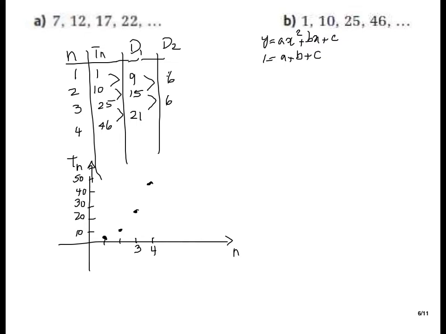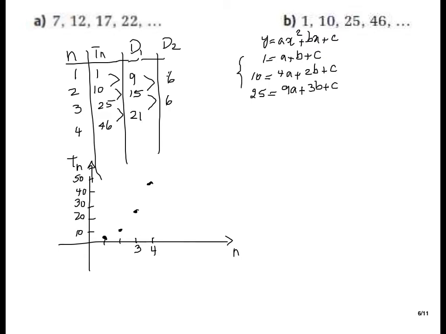The second one says if n is 2, t sub n is 10. So I can write 10 is equal to, if n is 2, then 2 squared is 4, so you get 4a plus bx becomes 2b plus c. This is my second equation. The third equation, I'm going to use n equal to 3. Then t sub n is 25, so I get 25 is equal to, if n is 3, then 3 squared is 9, so 9a plus bx is going to be b times 3, which is 3b plus c.